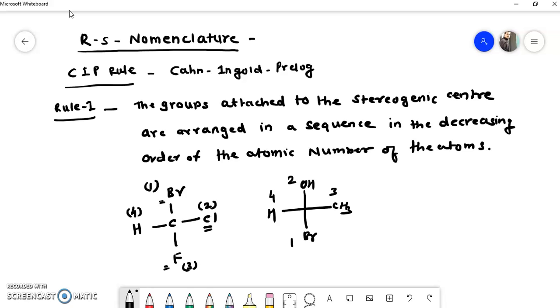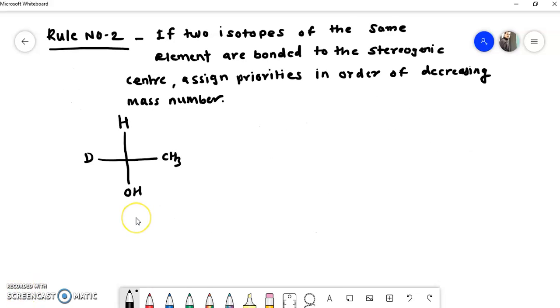Now we'll see rule number two. What is rule number two saying? If two isotopes of the same element are bonded to the stereogenic center, then assign the priorities in order of decreasing mass number. Now see this example.